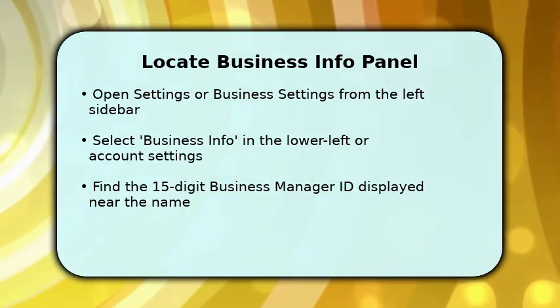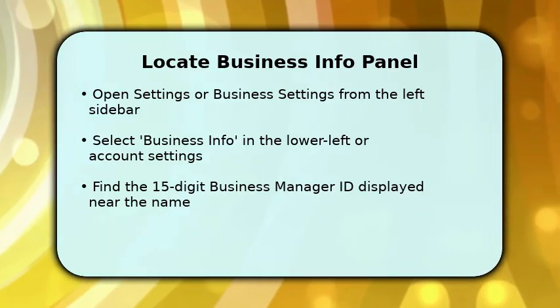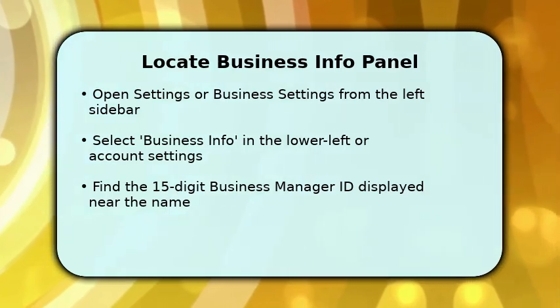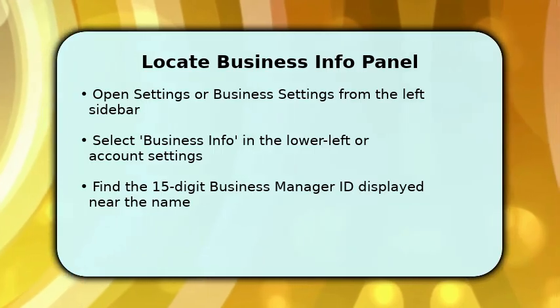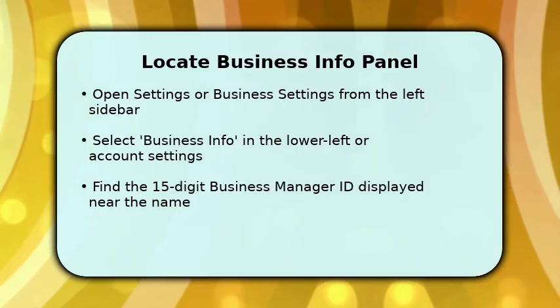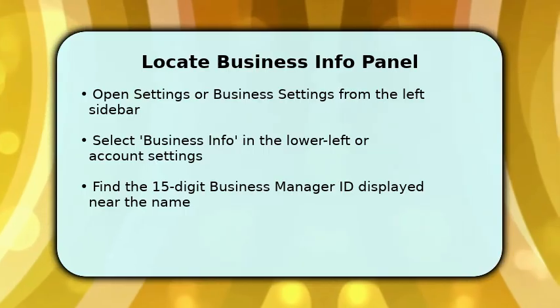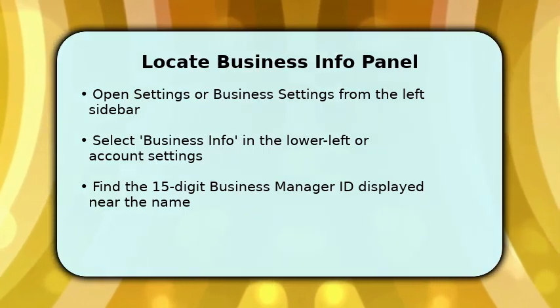Sometimes it's nested in Account Settings, so scroll down if you don't see it immediately. You'll find the Business Manager ID as a 15-digit number near the business name and address fields. Note it exactly, because you'll paste this ID into Add Tools, API requests, or partner forms. If you need to copy, use the copy icon when available.